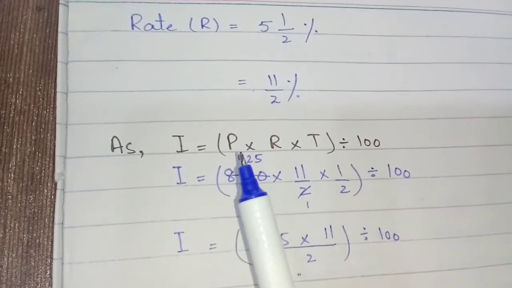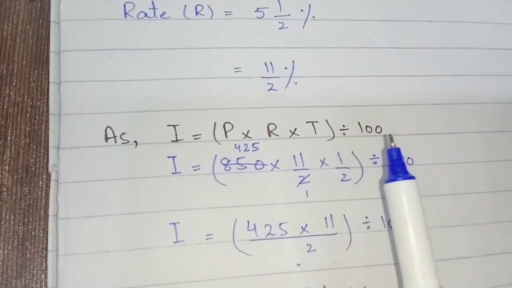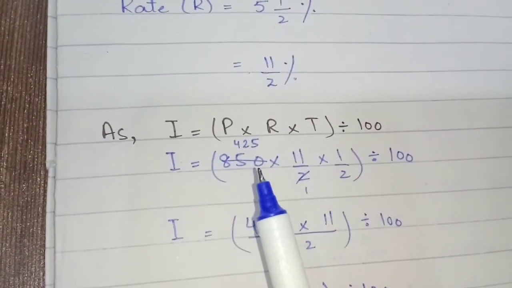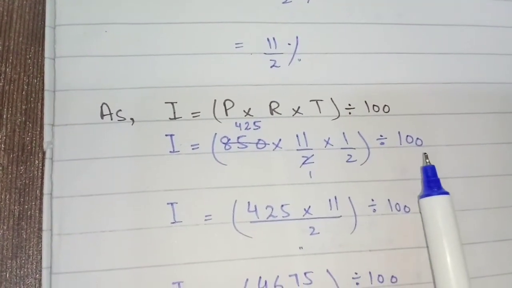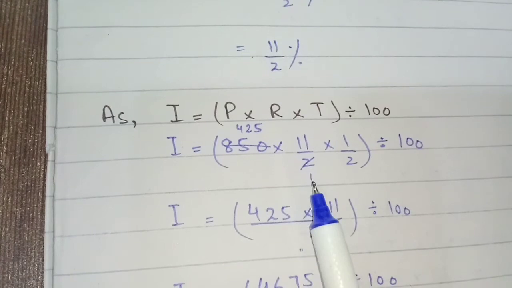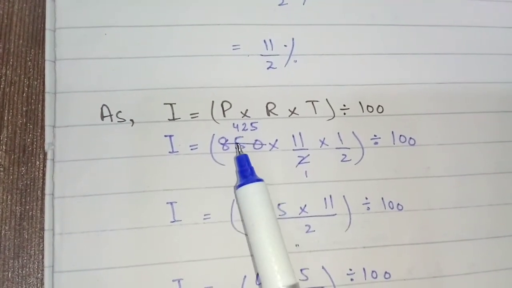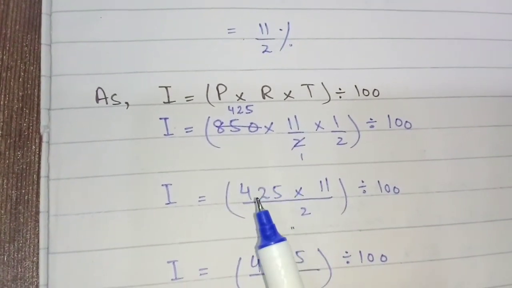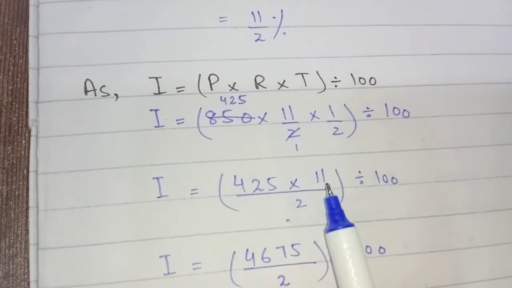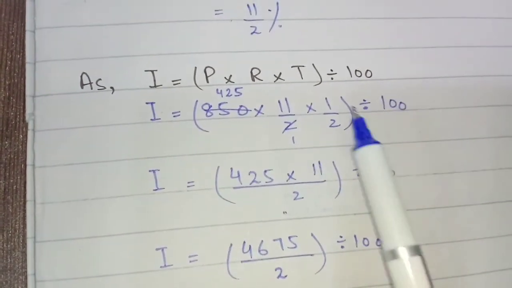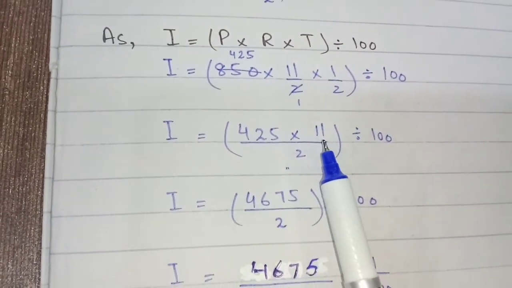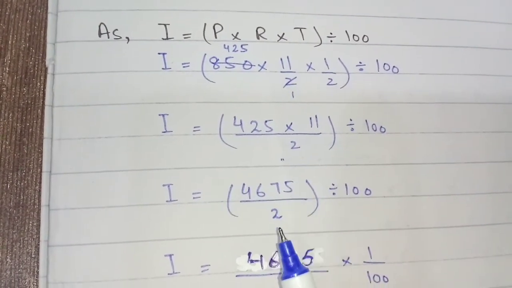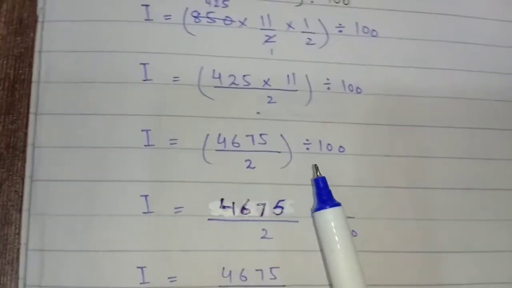I is equal to P multiplied by R multiplied by T divided by 100. P is given in the question, that is 850. Rate is 11/2 and time is 1/2, divided by 100. On the table of 2, 2 1s are 2, 2 2s are 4, 2 4s are 8. 2 5s are 10. We get 425 multiplied by 11/2, and whole divided by 100. 425 multiplied by 11, we get 4675 divided by 2, whole divided by 100.